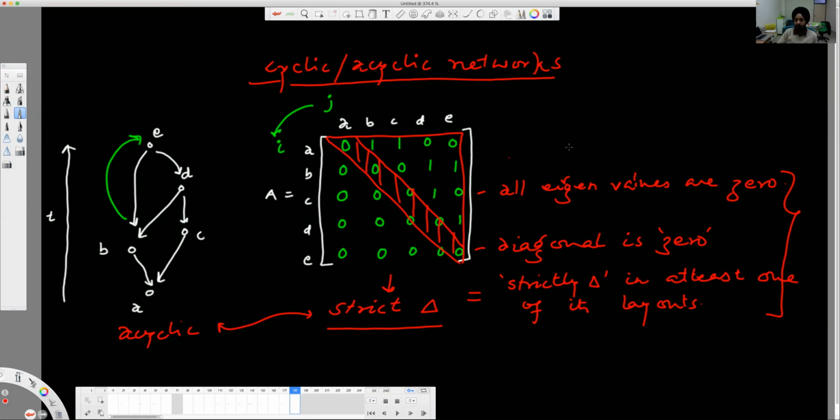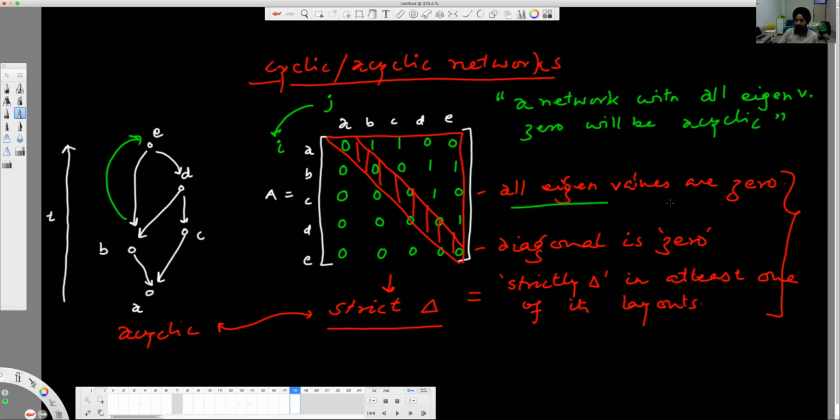Will the inverse be true? Let's say I put this question in this way. A network with all eigenvalues 0 will be acyclic. Will this also be true?